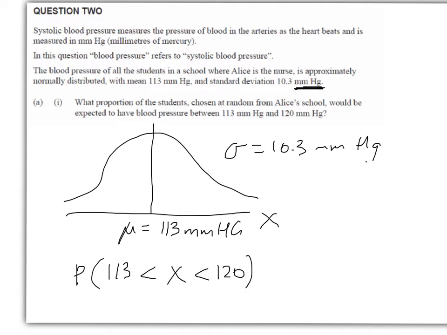If you've got a graphics calculator, this is a very straightforward problem. You can just put in the lower and upper values of 113 and 120, and you'll get an answer out for that. But as I said, I'm going to go through this for people who are working with tables. So we'll insert a new slide here.